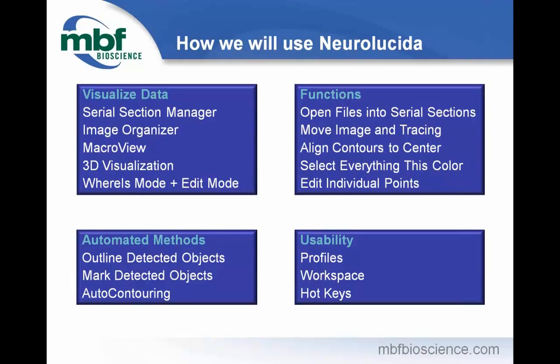So we're going to use lots of different aspects of Neurolucida in order to create and utilize this data. So here's a little subset of some of the major functions that we're going to be talking about today. Serial Section Manager is going to be heavily used, as is Image Organizer. In addition, I'm going to show you a nifty technique where you can combine Where Is mode and Edit mode to very quickly and easily adjust the locations of your markers and contours. We're going to show you how to automatically detect objects you're interested in and outline them. We'll show you how to automatically detect objects and place markers on them. And we'll also show you how to do auto-contouring, which can be done live.